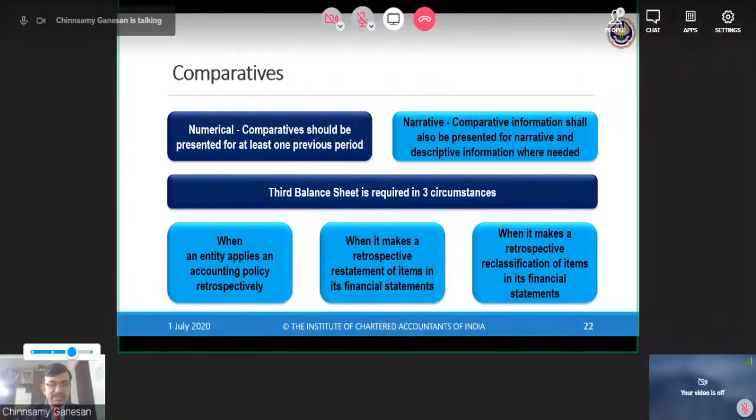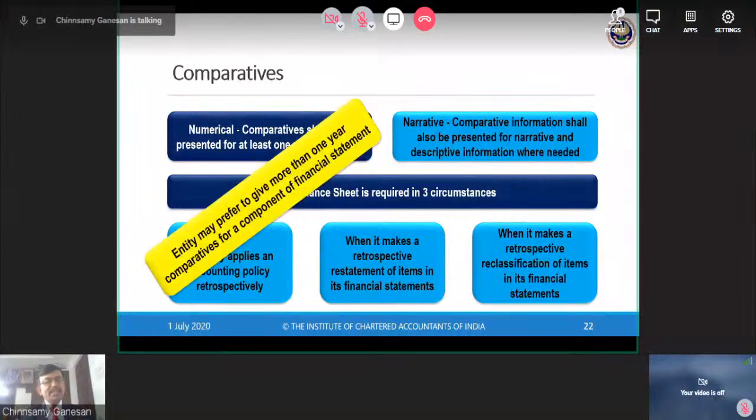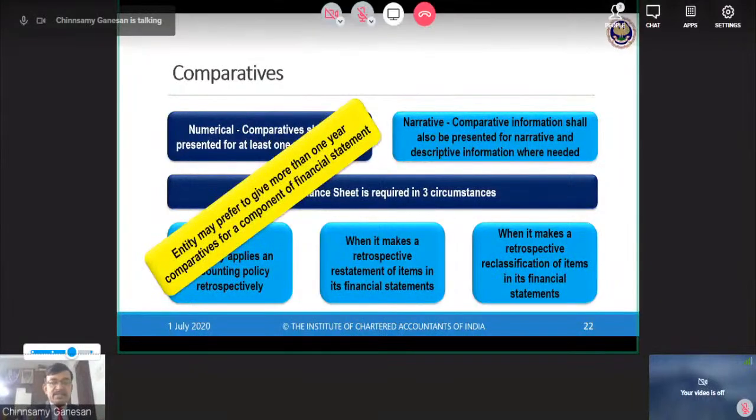So the third balance sheet is nothing but, apart from the comparative period, you are also presenting one balance sheet which is on the opening date of the comparative period, right? This is required only in these three circumstances. There is also the possibility, when you are giving a comparative statement, that more than 1 year comparative also can be given. It's at the discretion of the management.